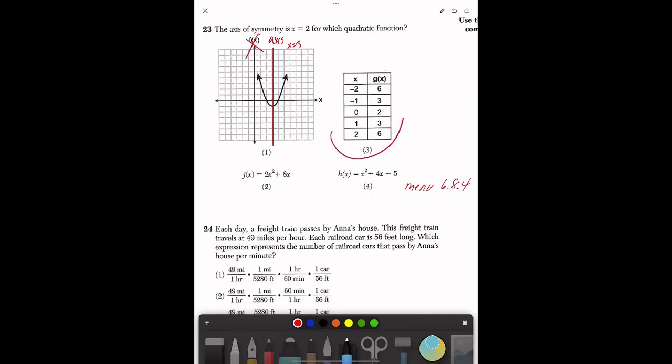Now, we got this table, and we're going to go look at the table if we need to, but let's look at the functions first. So we're just going to graph the functions. And remember, I told you guys several times, you should know what the menu is to find the axis of symmetry. So I'm just going to go here, grab the calculator.